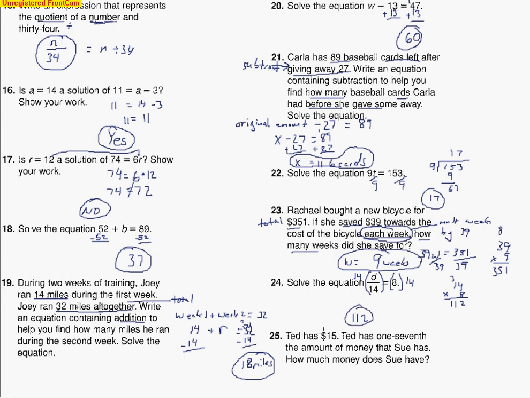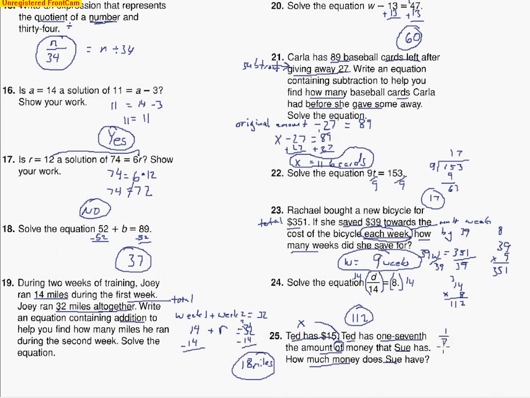Here it says Ted has $15. Ted has 1/7 the amount of money that Sue has. Well, we know Ted has 15. We just don't know how much Sue has, but we know that Ted's amount is 1/7 the amount of Sue's. When they talk about a fraction and then they use this word of, this tells me I'm going to end up multiplying. And so they're asking, how much money does Sue have? That's the unknown.